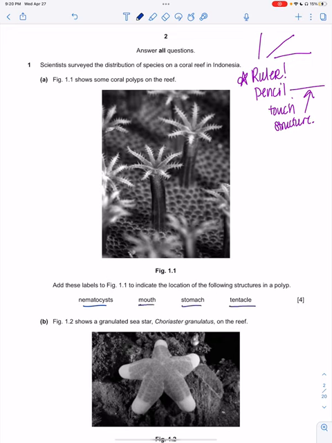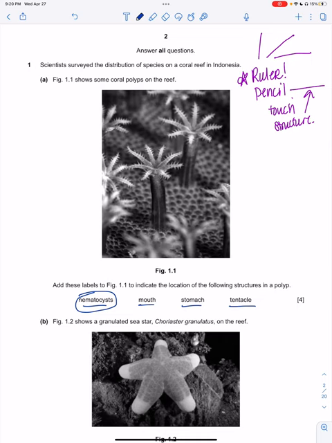Nematocyst, mouth, stomach, and tentacle. Nematocyst was a vocab term. Last week, Saturday, I quickly made some slides for the corals, which felt very validated about today when you had to do the coral and zooxanthellae. I talked about that on Monday in class and again on Tuesday. And the quick video I did early Monday morning, so you at least had some audio with it. You at least got to hear me talk about the zooxanthellae and the corals.